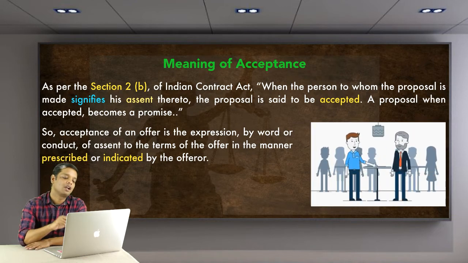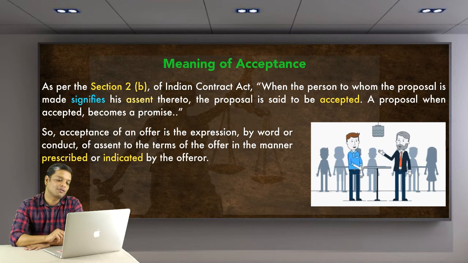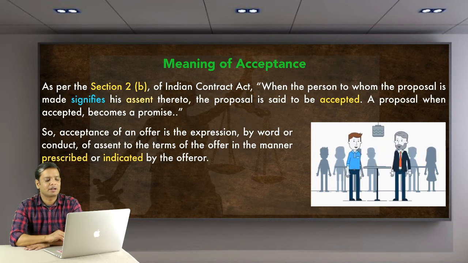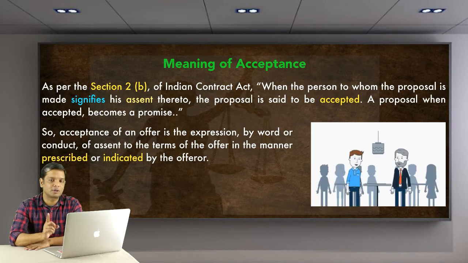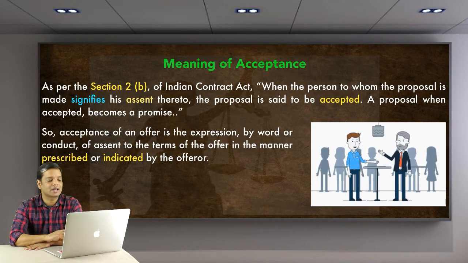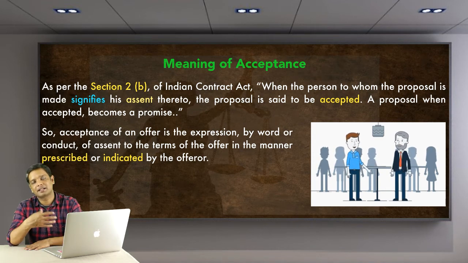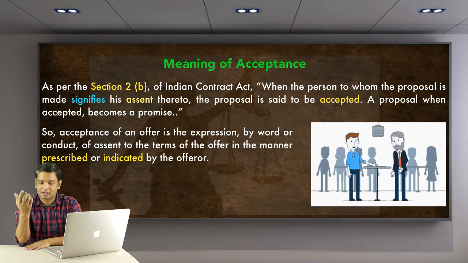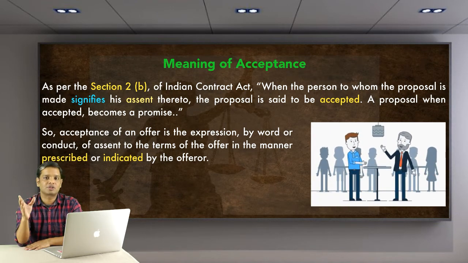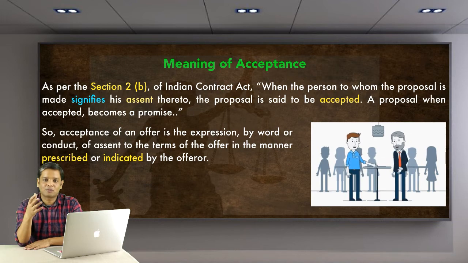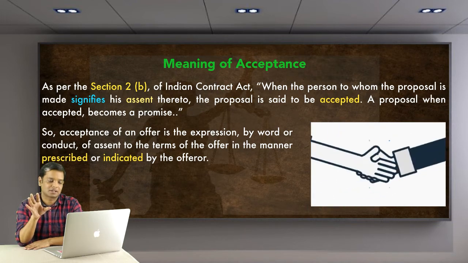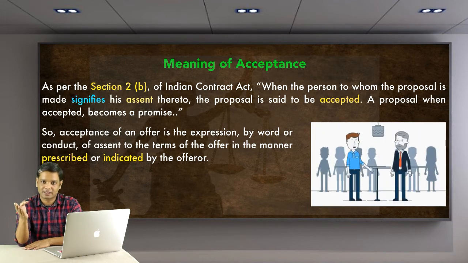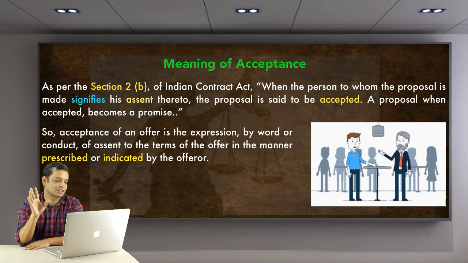So keep in mind: of assent to the terms of the offer in the manner prescribed or indicated by the offerer. So what does it mean? You need to understand one more point in this sentence, that is prescribed or indicated by the offerer. If the offerer is keeping certain terms and conditions, it's not that you are just accepting only. Rather you have to also accept those terms and conditions, or else that won't be a valid acceptance. So you have to accept as per the terms and conditions.